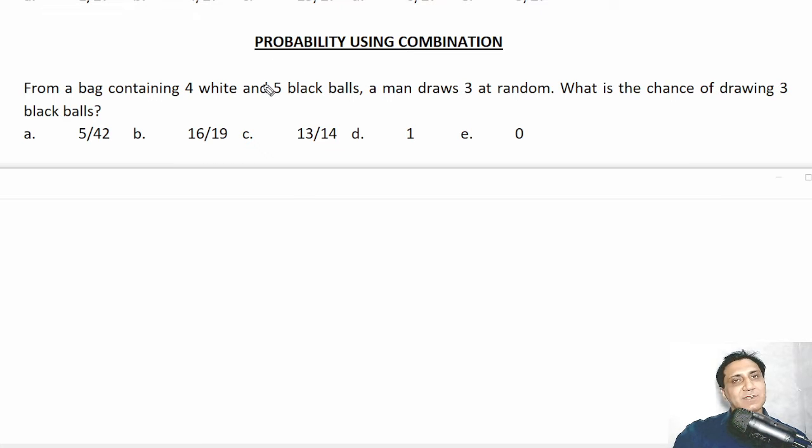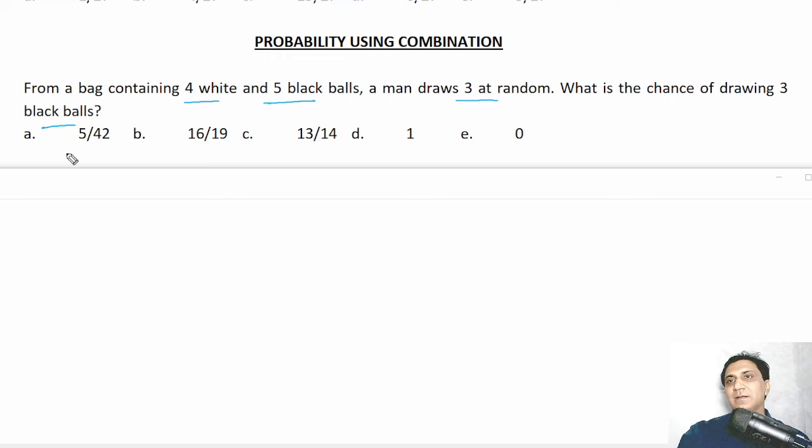Okay, there are several ways of approaching these types of questions where you are asked to pick up more than one object. Like here, the question says: from a bag containing 4 white and 5 black balls, a man draws 3 at random. Earlier you used to pick just one thing, now you are picking 3 things at random. What is the chance of drawing 3 black balls?